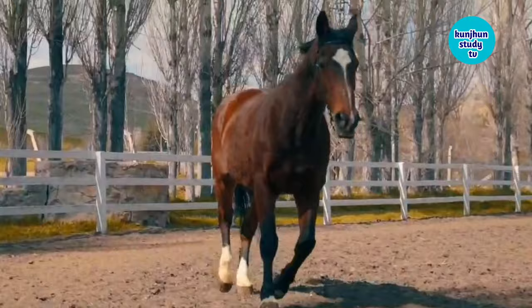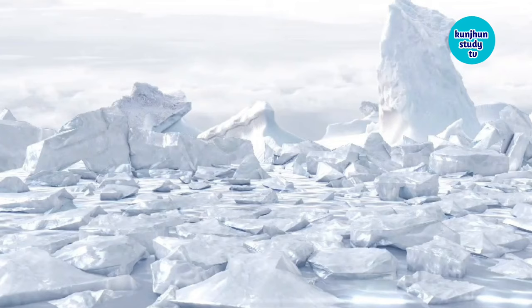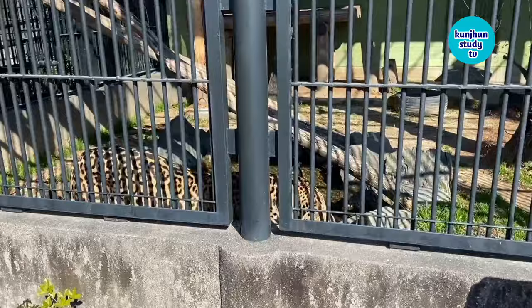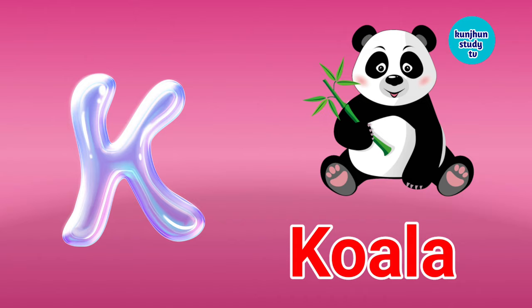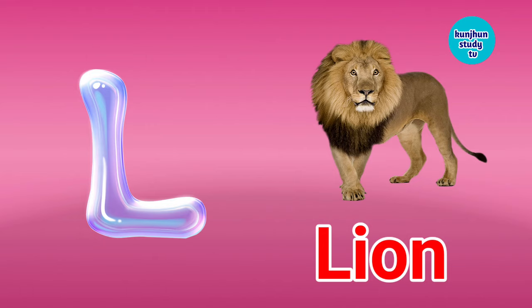I. I for ice. Ice means barf. J. J for jaguar. Jaguar means tendua. K. K for koala. Koala means koala. L. L for lion. Lion means sher.